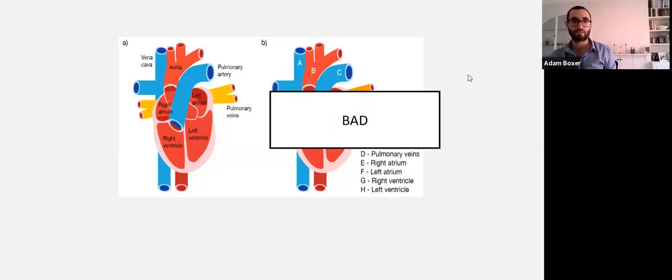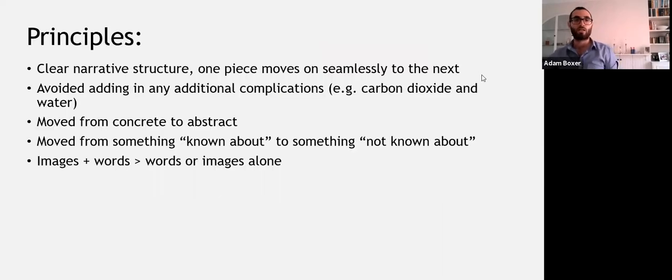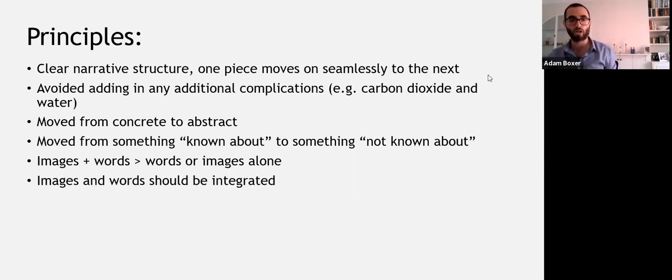So this one is bad and this one is better. See those fancy animations there, right? That one's bad, this one's better. So our next principle then would be images and words should be integrated together. So don't have one image on one page and your words on the next page, or don't do a key if you can avoid it, that kind of thing. You should try and integrate them.